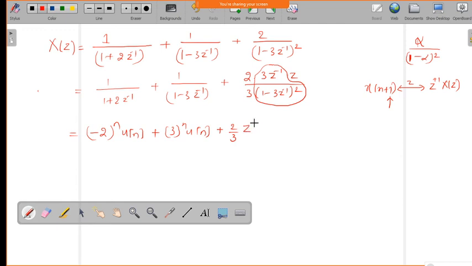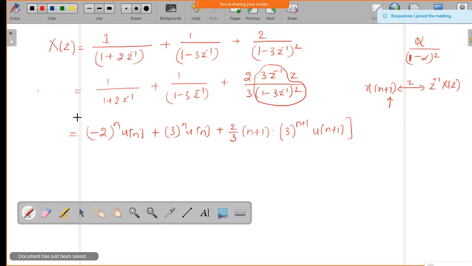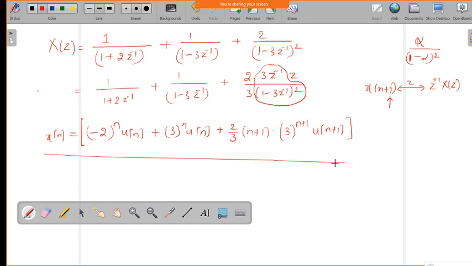Since it is with the z, it is a shifted version by 1. So that is why you can write this one as 2 by 3 into n plus 1 into 3 power n plus 1 into u of n plus 1. So this is the value of x of n. Have we got this last one? Because of z, it is a time shifted version. If you have x of n plus 1, it will be z into x of z.